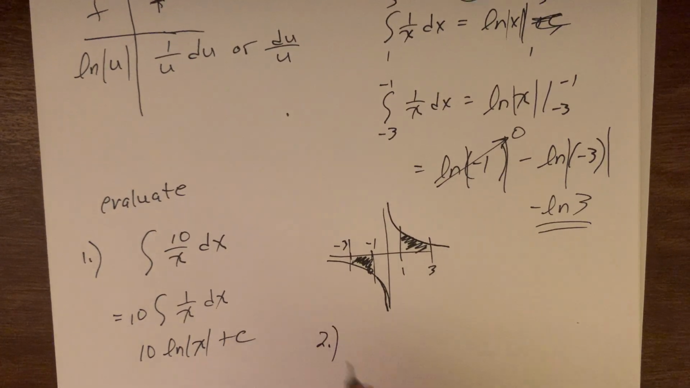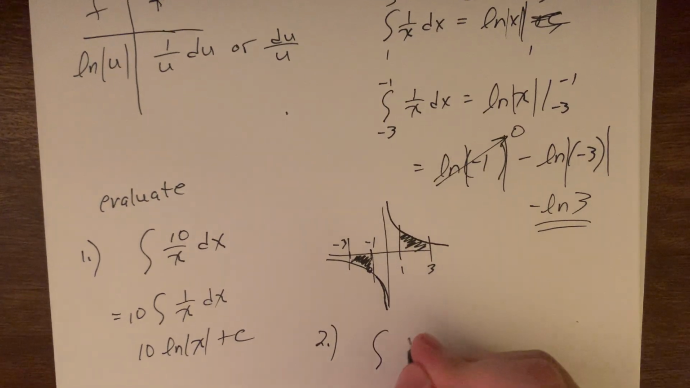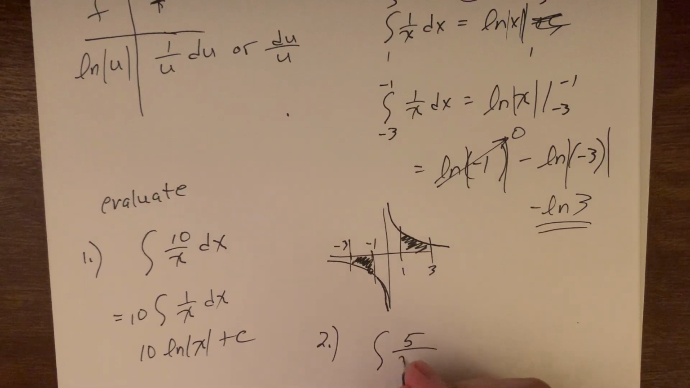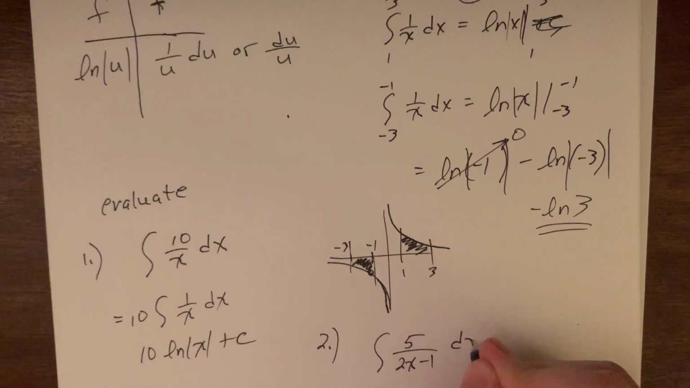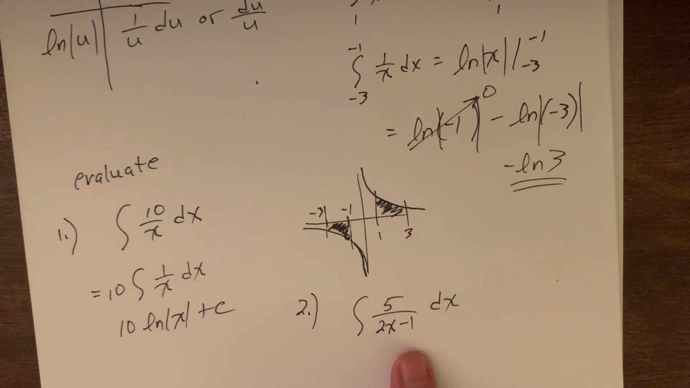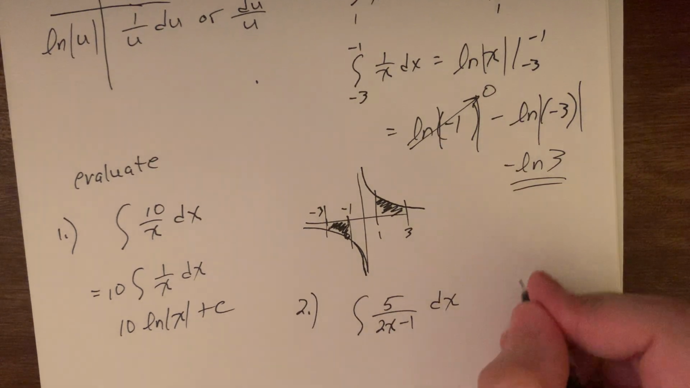Now number 2 is just going to be a tiny bit more than that. Let's look at the integral 5 over, let's do 2x minus 1. Again, like we always say, there are some problems that are easy enough that people can fight their way without using U-subs. How do you end up with a 2x minus 1 in the denominator?